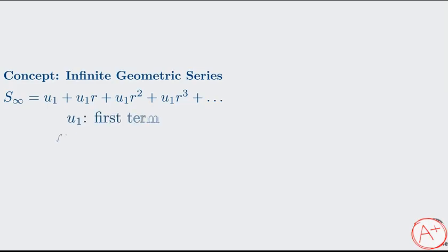An infinite geometric series is the sum of the terms of a geometric sequence that continues forever. We represent this as S infinity equals u1 plus u1 times r plus u1 times r squared and so on. Here, u1 is our first term, and r is the common ratio. But can we always find a single number that represents this infinite sum?